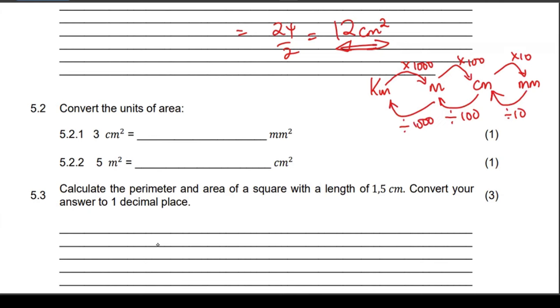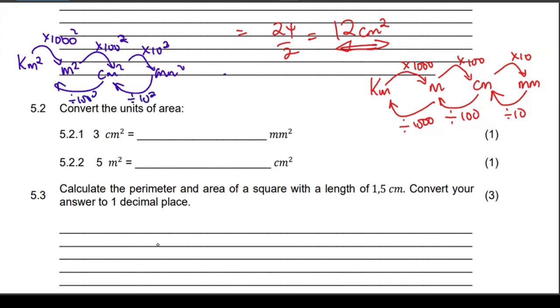Now, if ever we're dealing with units of area, meaning that we need to square these conversion factors, like if we have kilometers squared, meters squared, centimeters squared, and then millimeters squared, the conversion factor is going to be times 1,000 squared, times 100 squared, times 10 squared. And then the division is also going to be the same.